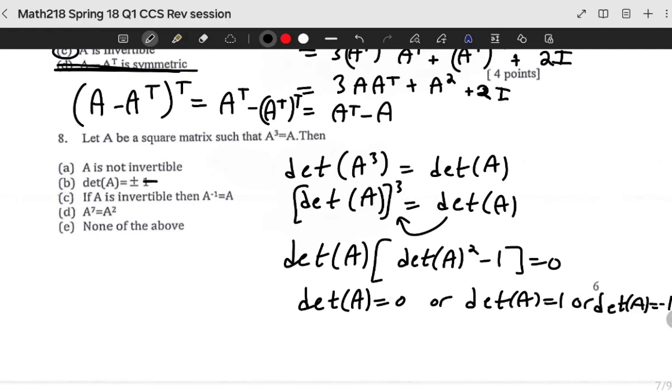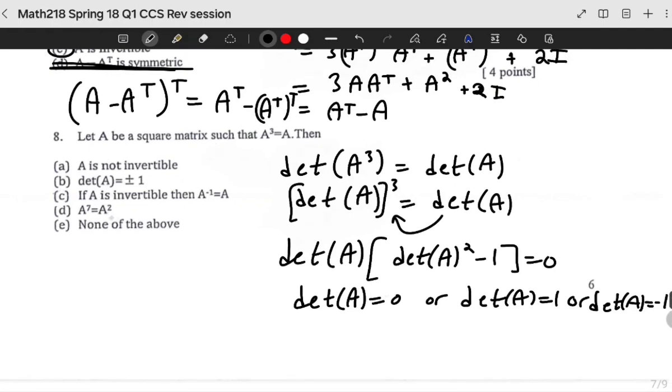So this doesn't seem to be necessarily true, unless there's some other condition that would not allow us to have the determinant of A be 0. So B doesn't seem to be true. Let's check A. A is not invertible. So is it necessary that A is not invertible? It doesn't seem that we can prove this. We could try to provide a counterexample to disprove it, but that could take some time. So let's try to find something that we can actually prove.